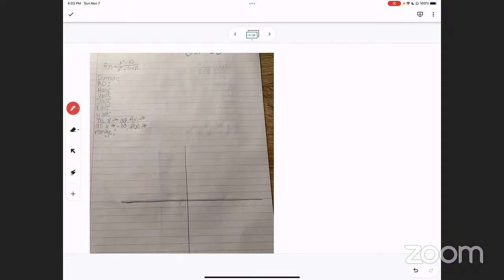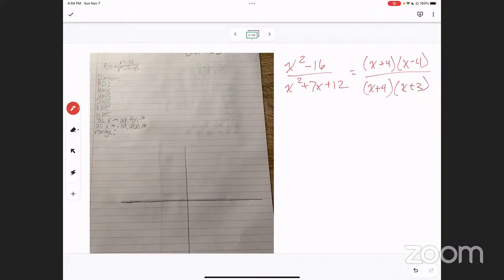So the first step for this one, your equation is that and this. The first step is to, of course, factor the top and bottom, right? Stop me if I'm confusing you. Factor difference of perfect squares. I'm guessing this is going to be x plus 4 and x plus 3. Sure enough, it is. So these will cancel.